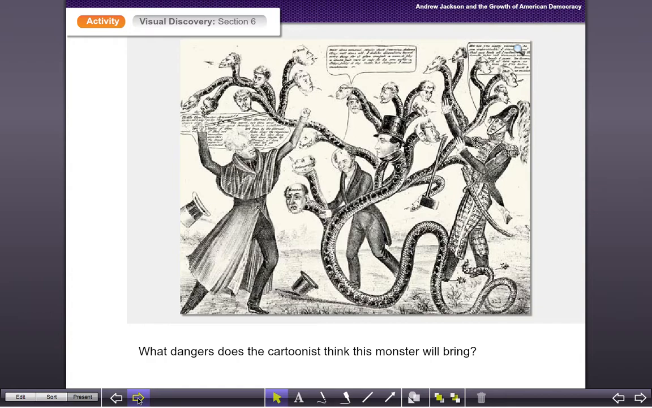What dangers does the cartoonist think the monster will bring? Interesting. Maybe it'll bring economic disaster. Maybe it will get too powerful to be able to be overthrown or dismantled. Yeah, I mean, nobody wants to face a 25-headed monster. Holy smokes. All right, next question.